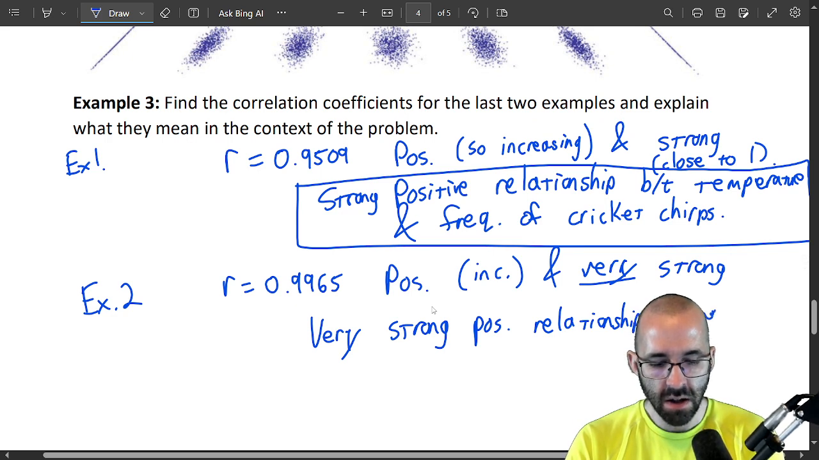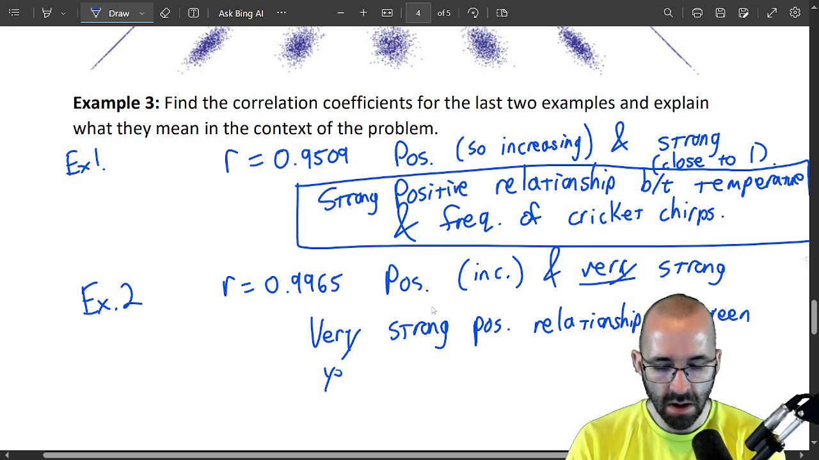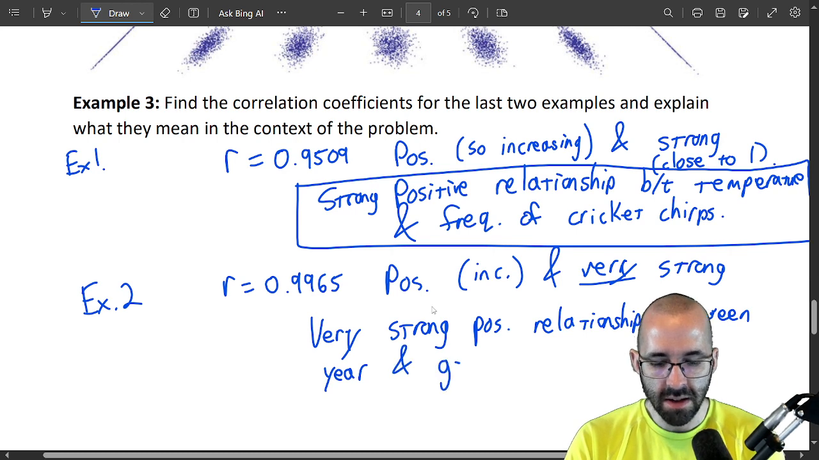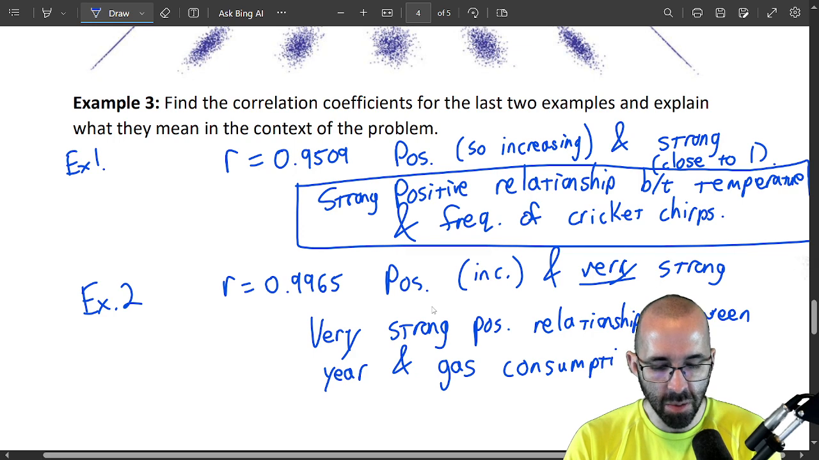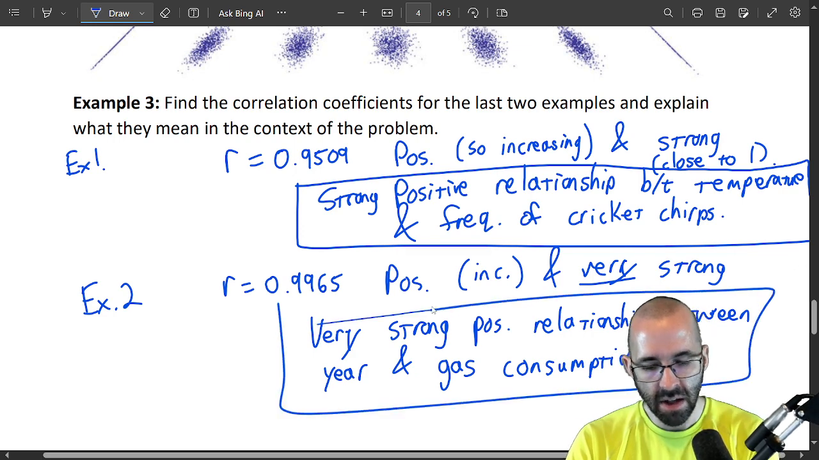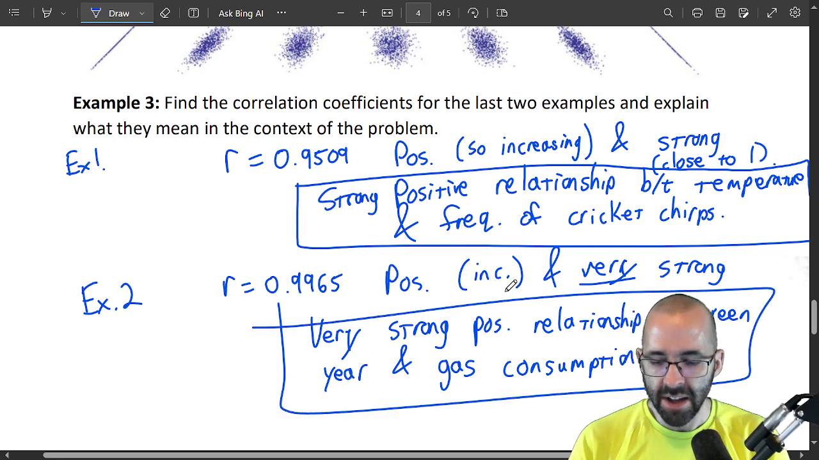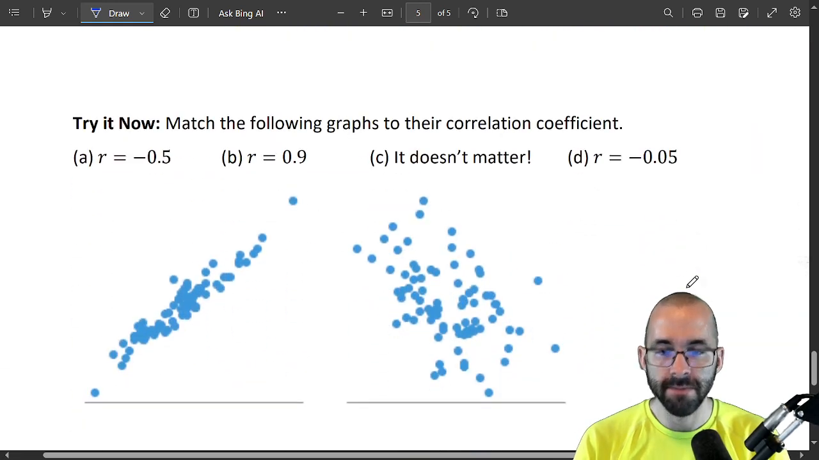between here and gas consumption. I think it's in the US, but I don't know if the problem specified. That's what this is sort of looking for. That's how we can interpret coefficients.